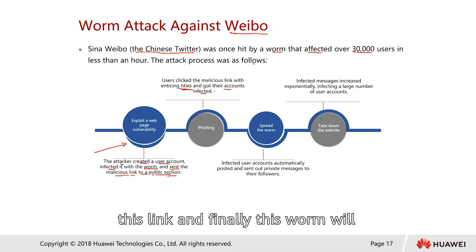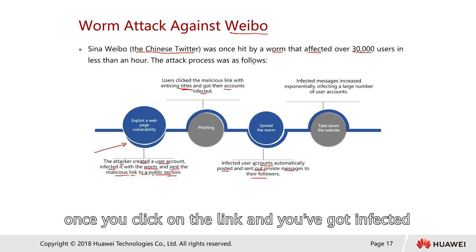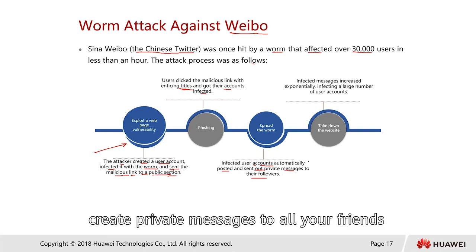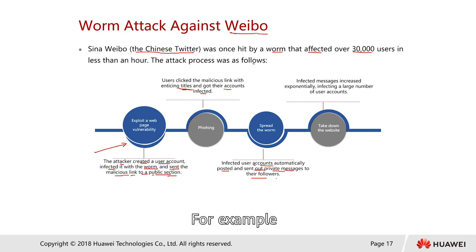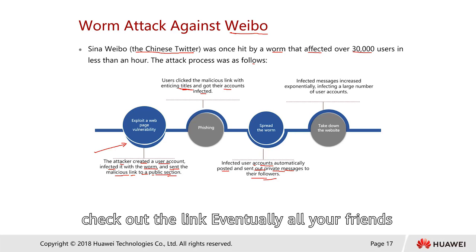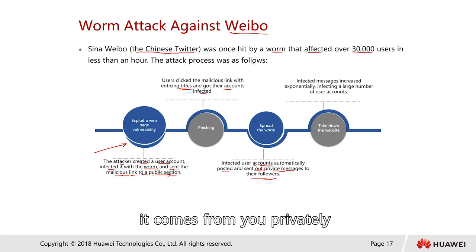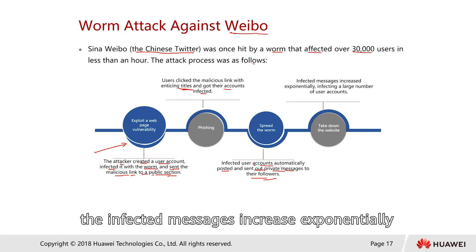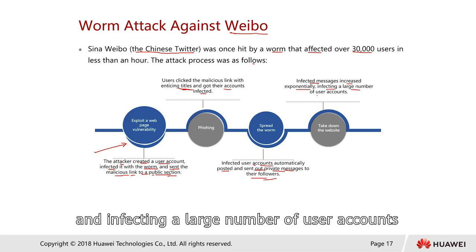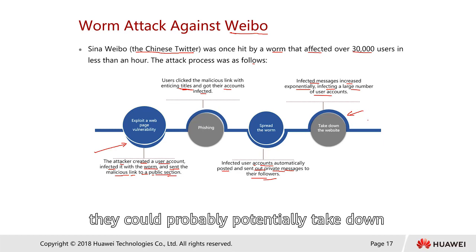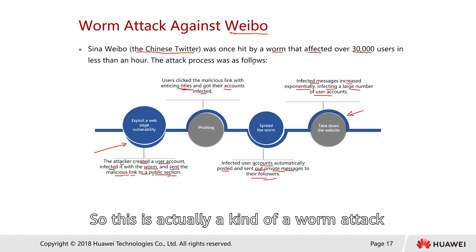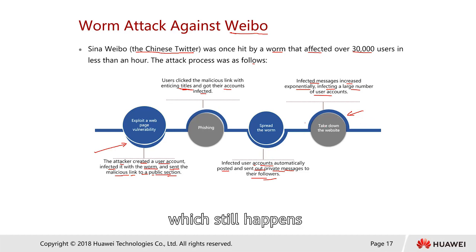The moment you click on the link, the worm goes into your account, and guess what? The worm will automatically post and send out private messages to your followers. That means once you click on the link and get infected, you send a private message to all your friends, like, wow, check this out. You're telling your friends to check out the link, and because they trust you, it comes from you privately. From there, the infected messages increase exponentially, infecting a large number of user accounts. After that, they could potentially take down the Weibo website. So this is a kind of worm attack which is still happening.